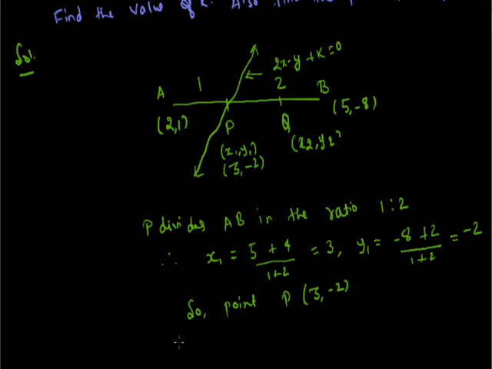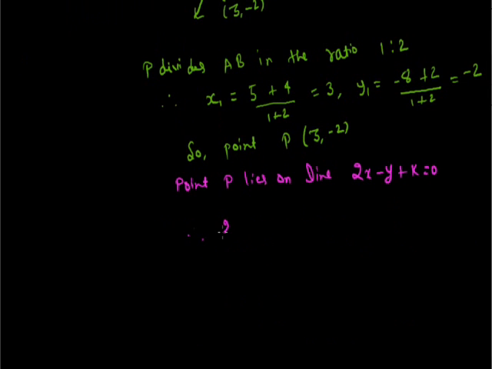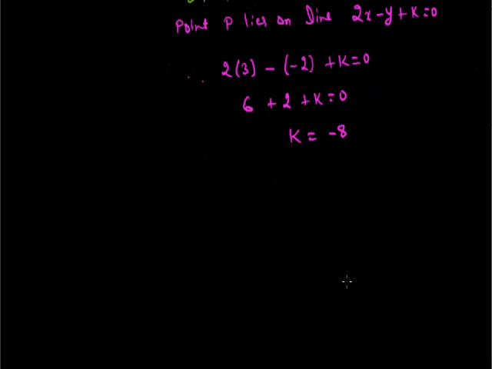Now point P lies on the line 2x minus y plus k equal to 0. Therefore 2 times 3 minus (minus 2) plus k equal to 0. So 6 plus 2 plus k equal to 0. Therefore k equals minus 8. The value of k is minus 8.